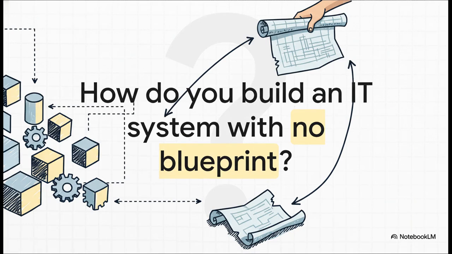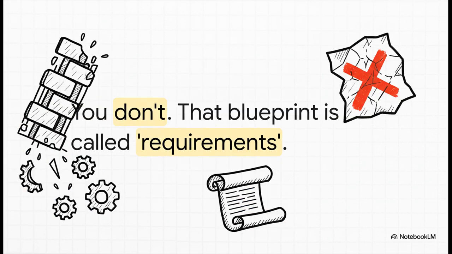So let's just start with a really basic question that gets right to the core of why this all matters so much. How in the world do you build a complex IT system if you have no blueprint to follow? And the answer is, well, it's as simple as this. You don't. You just can't. That blueprint for any IT system, that's what we call requirements. Trying to build without them is a guaranteed recipe for failure, and getting that blueprint right is absolutely mission critical.